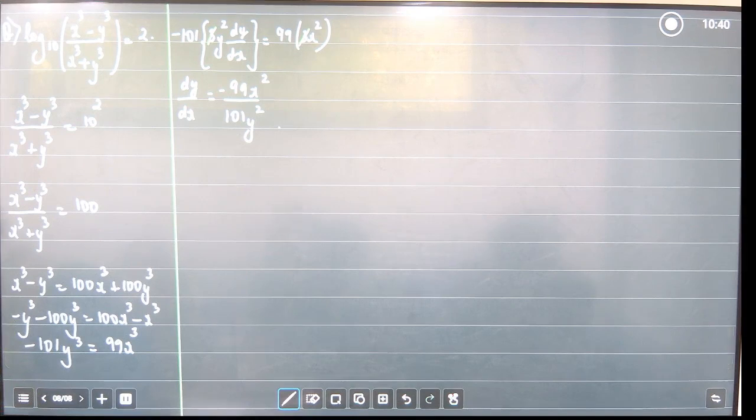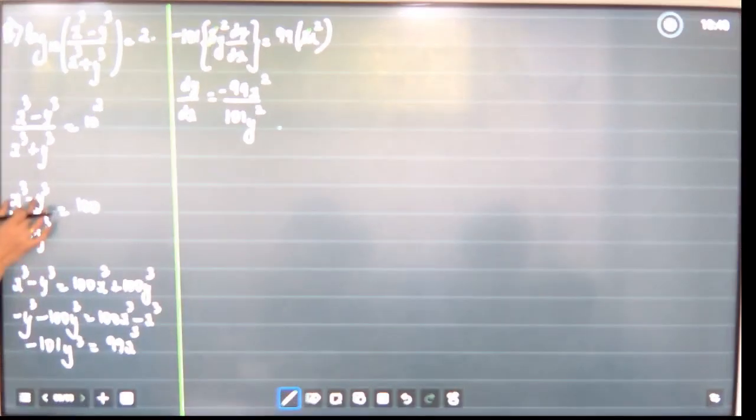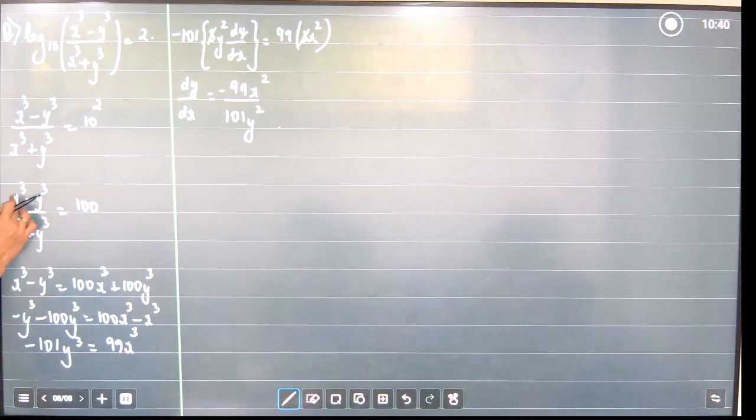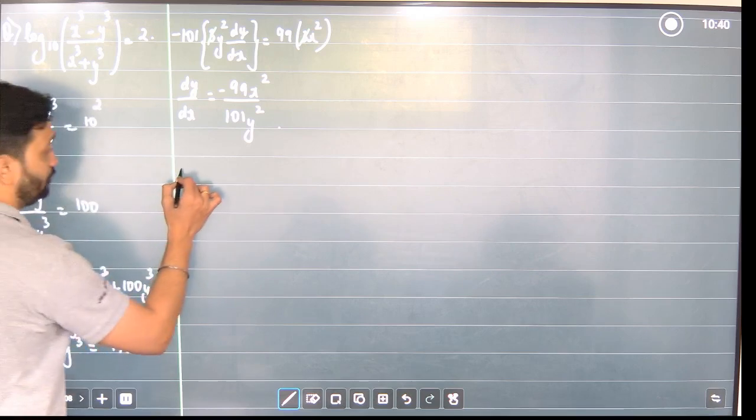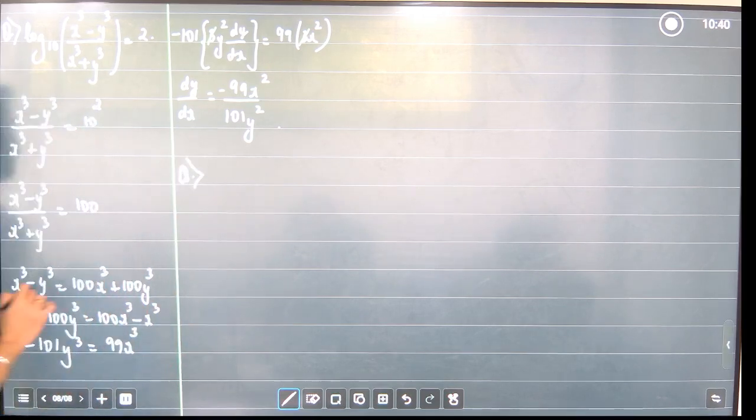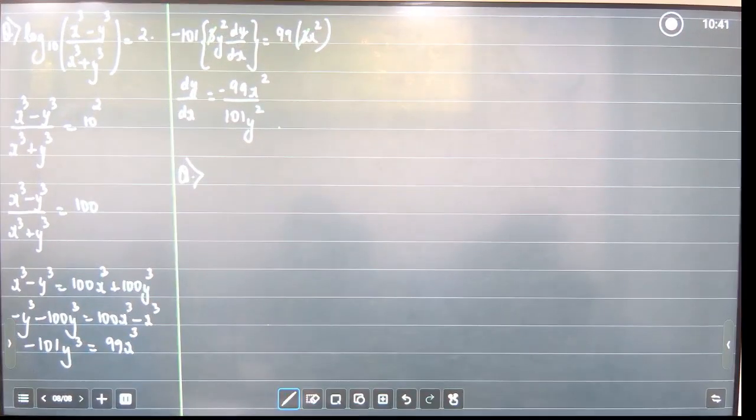So again, you can go by componendo dividendo rule. This will become 100 plus 1 upon 100 minus 1. If you add this, it will become 2x cube, and this will become 2y cube. You'll get the same answer. The number of steps will also be the same, exactly the same steps. So it depends on what is comfortable for you when you proceed with those kinds of questions.